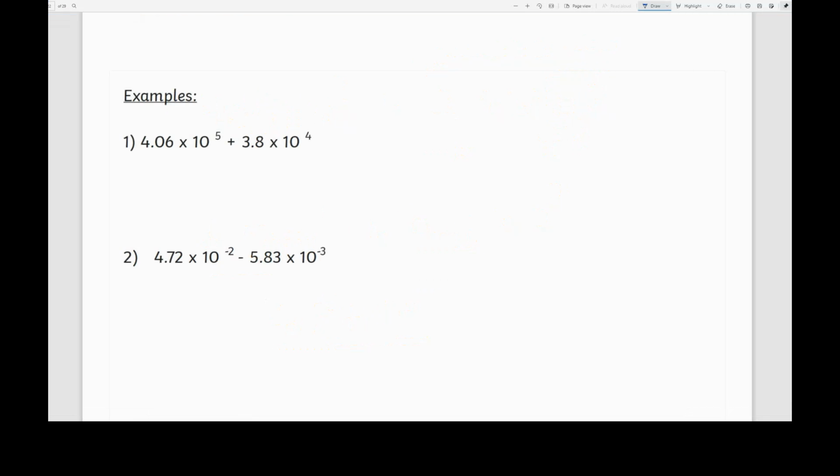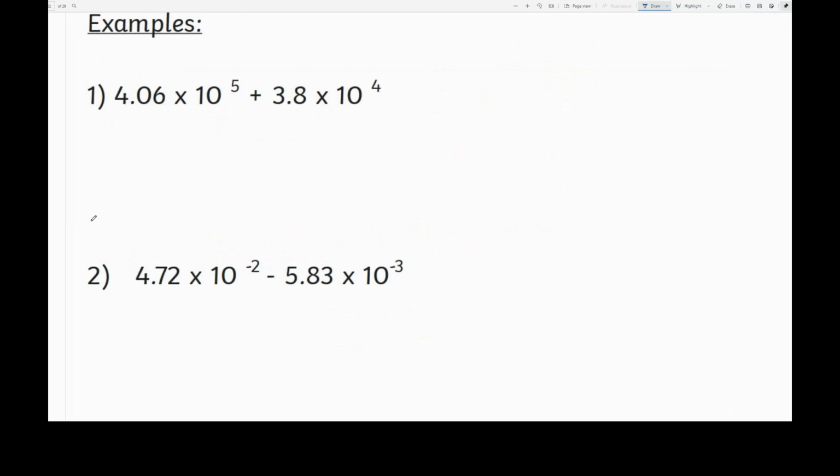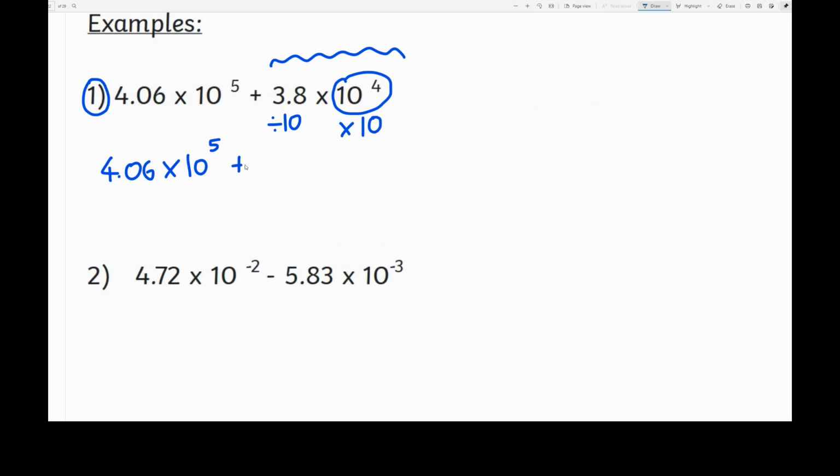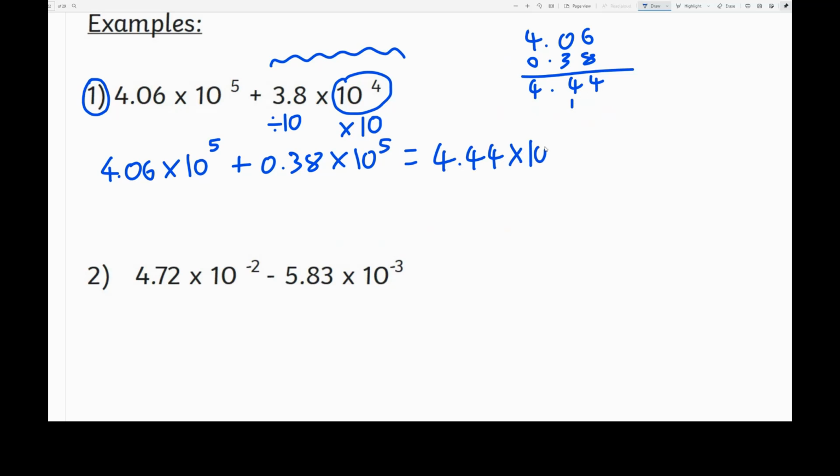Right, let me go back to this. So there's some examples here. If I look at this one here, again, I want the powers of 10 the same. So I could take this 10 to the 4 and times by 10. But then if I times 10 to the 4 by 10, I would need to divide the other part of the number by 10 to keep it balanced. So I would have 4.06 times 10 to the 5 plus 0.38 times 10 to the 5. 4.06 plus 0.38, let's do that. You'd have 4.44. So you've got 4.44 times 10 to the 5, okay?